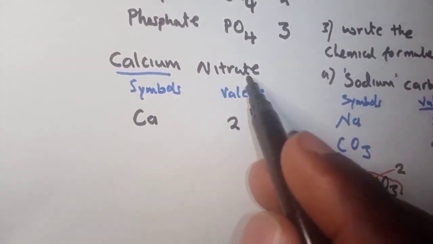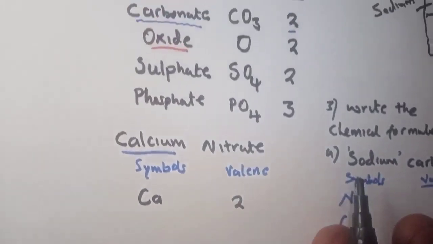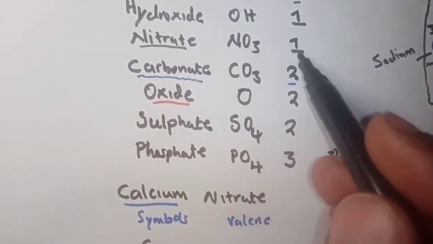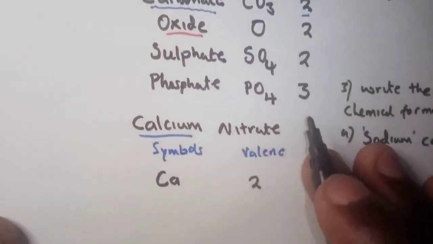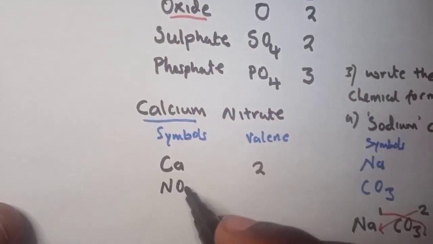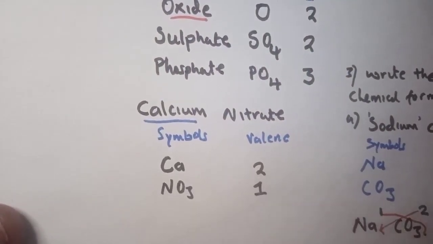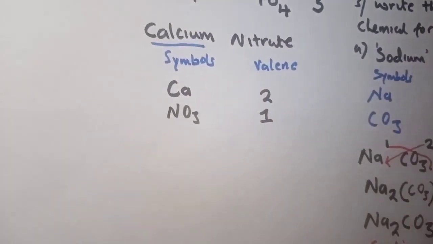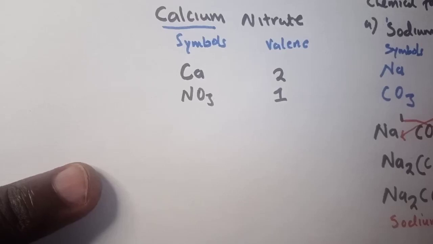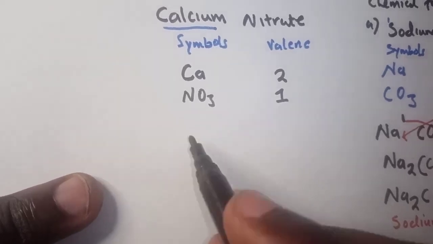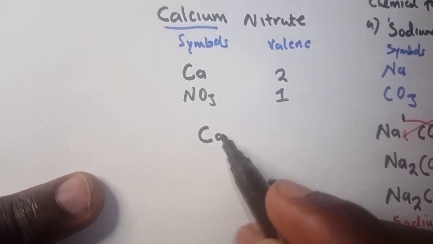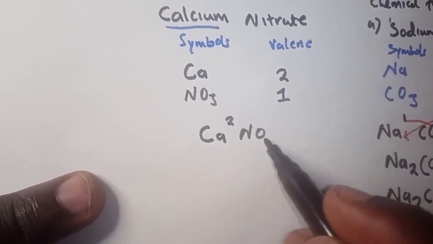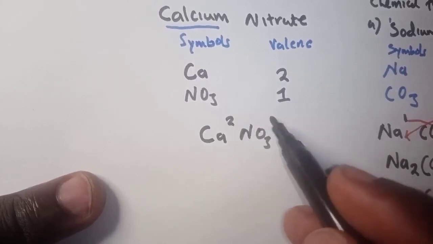The nitrate, it's a radical. Nitrate is a radical. So this is nitrate, NO3, valence 1. So nitrate is NO3 with a valence of 1. Once you do this, you now write the chemical formula. So Ca, the 2 here, and NO3, the 1 here.